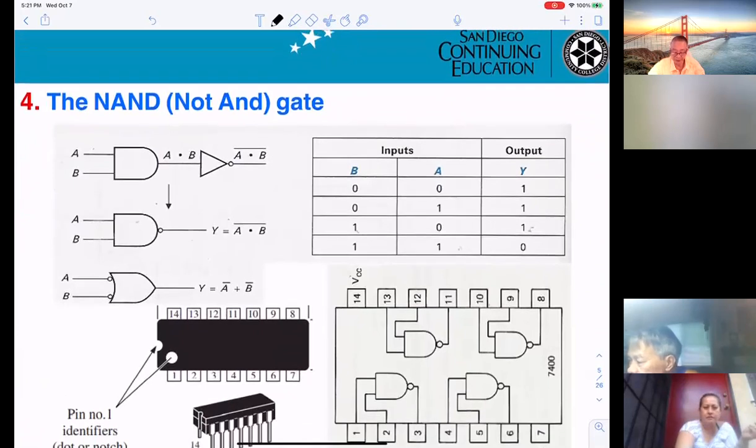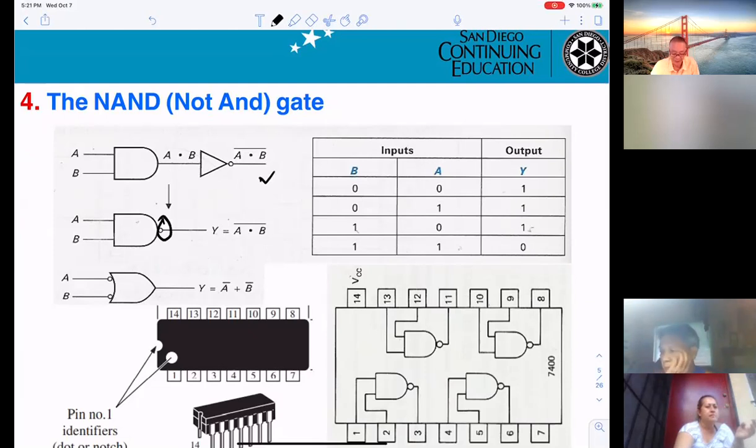Okay, next one is the NAND. NAND means NOT AND. You can see there is a bubble here. Bubble means inverted. So the first drawing has an external inverter. That means first you get A and B, then you put an inverter, then you get NOT of A and B.